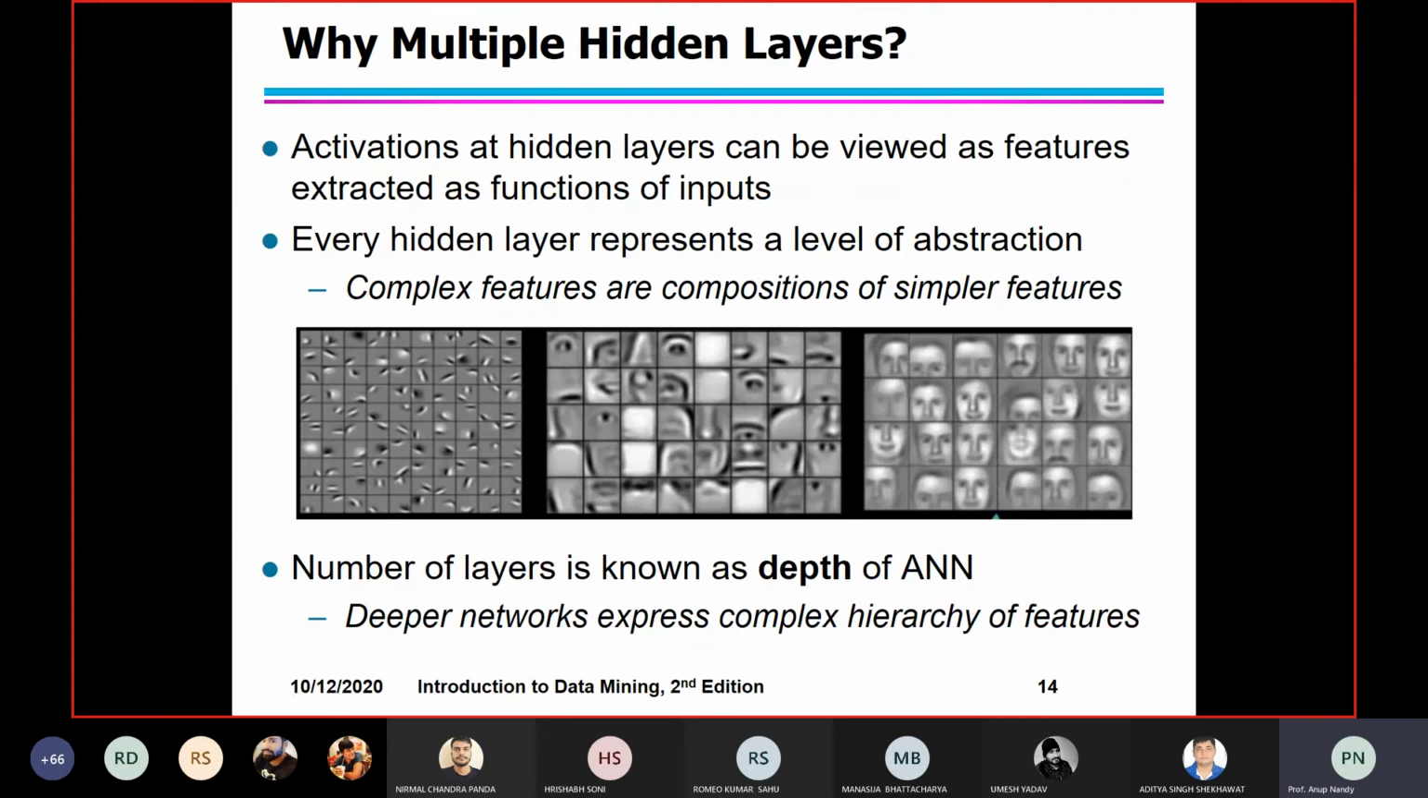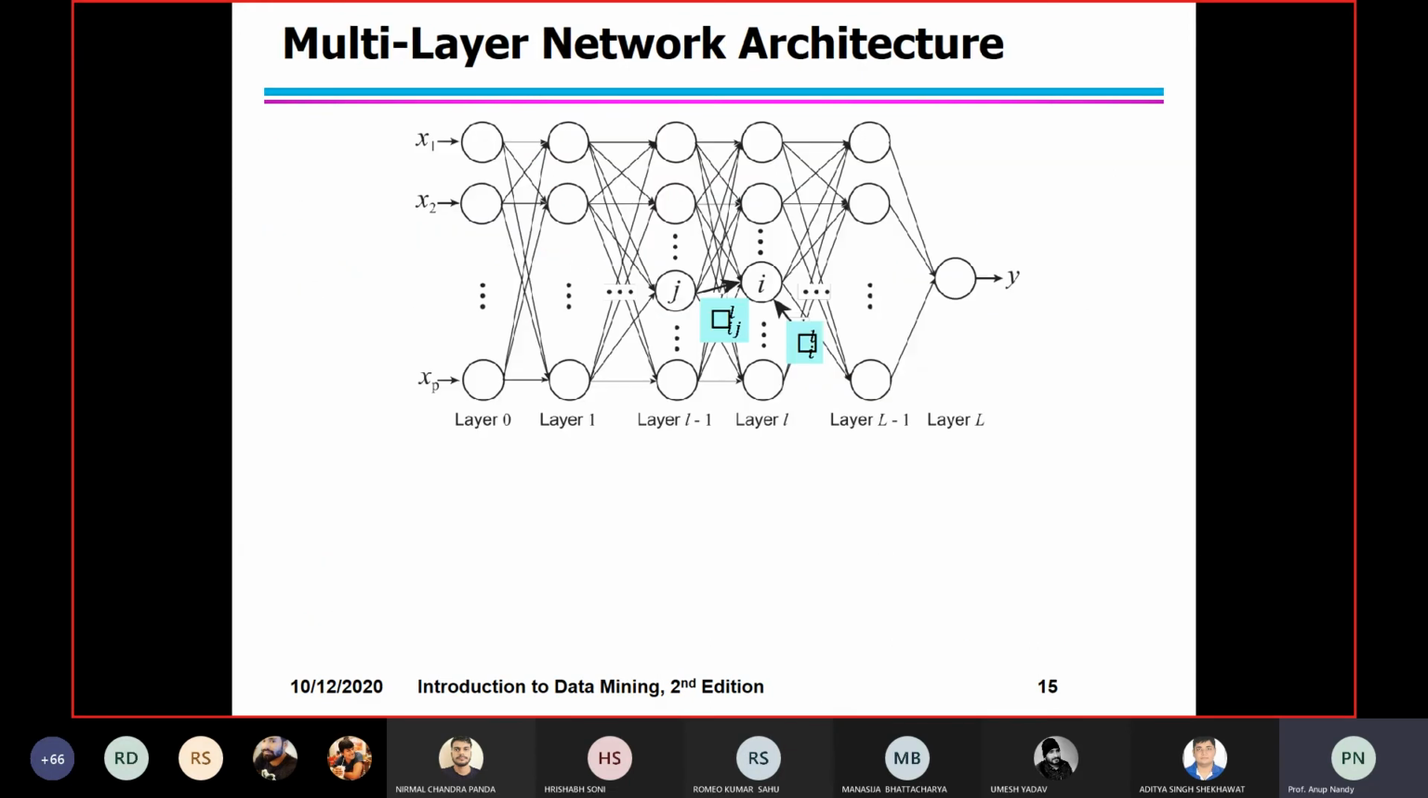Now, these complex features are actually a composition of these simple features. If you increase the number of layers, that is, the depth is also increased. The depth of the NN is the number of layers. If you use deeper networks, they express a complex hierarchy of features, but they also take time to train, and the training time is large. So you need to take care of that.